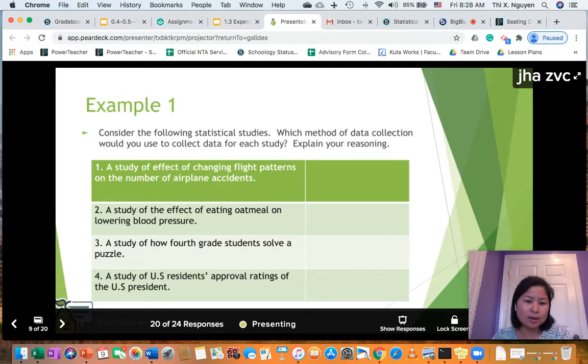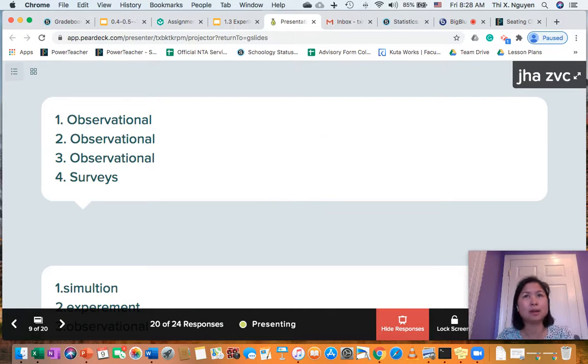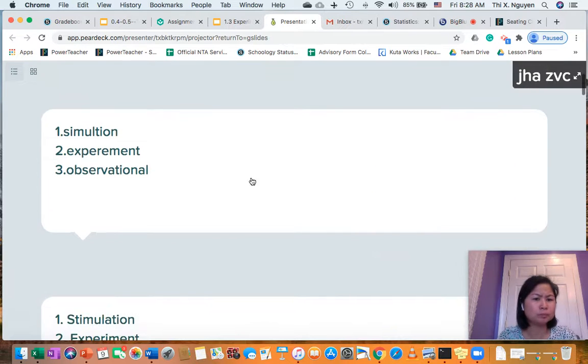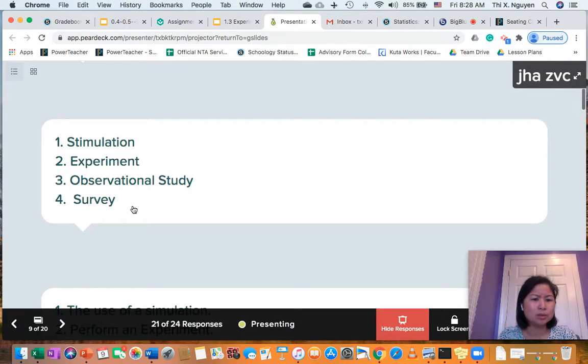Number 4 is a study of U.S. resident approval ratings of the U.S. president. That really applies to us right now, right? You have 20-some days before the election. So survey. Not there yet. Survey.